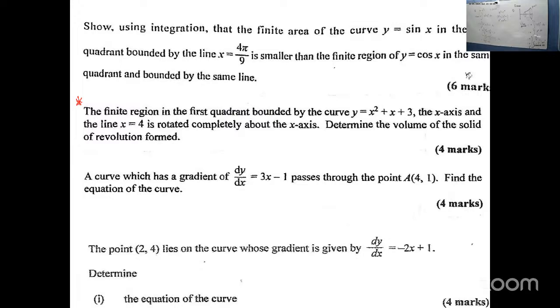X is equal to 0, right? X is equal to 0. Sorry, x is, yeah, x is 4 and 2.